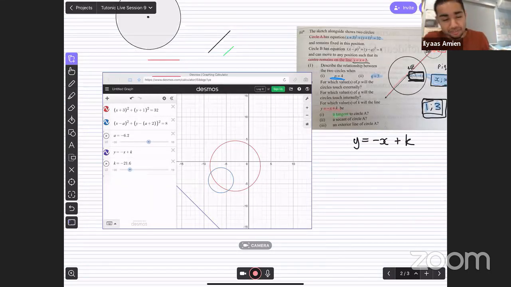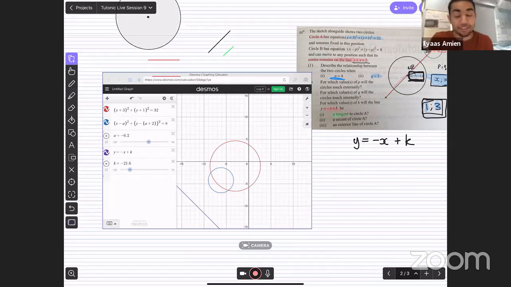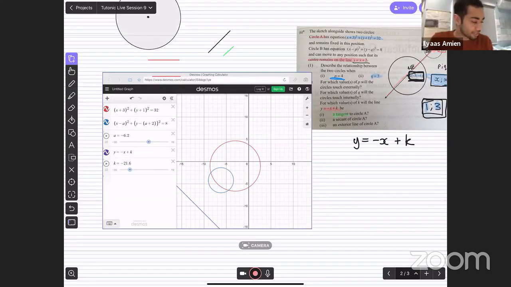Why do you think they gave you the gradient? What do you know about the gradient of the tangent? If it is a tangent, what do you know about the gradient? It is perpendicular to the radius of the circle. Yes, the product is... wait, the inverse. It's perpendicular to the radius. Negative inverse, yeah, it's negative inverse.